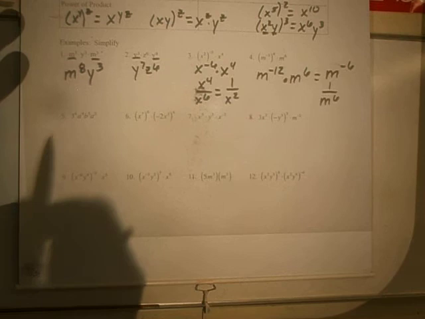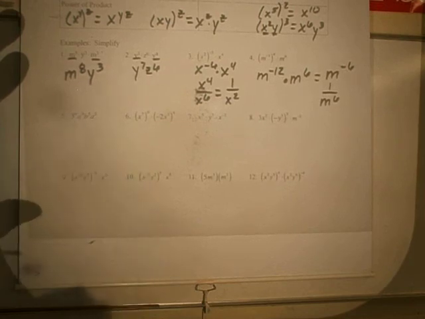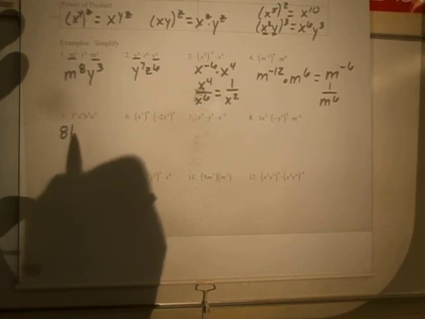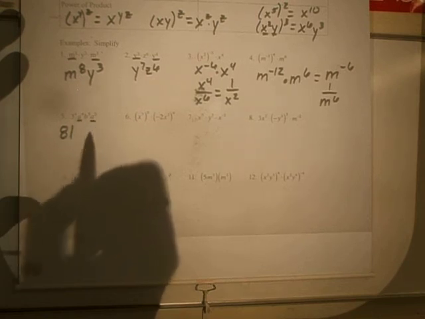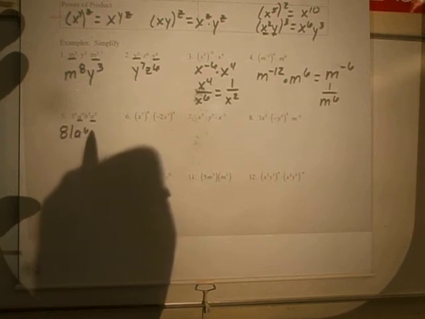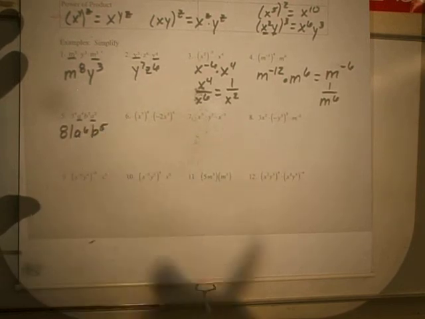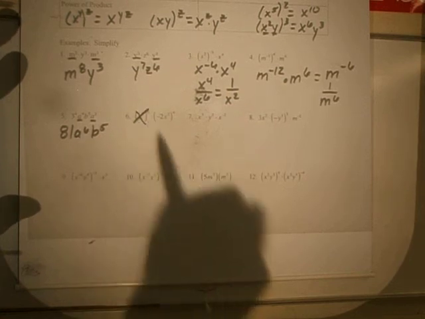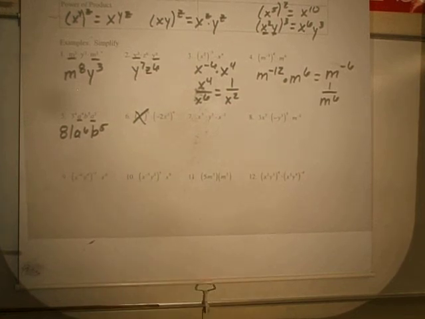Number 5, 3 to the 4th power. You can do that on your calculator. That is 81. We have a to the 4th and a to the 2nd, which would be a to the 6th, and then b to the 5th. That's our final answer. Number 6, anything to the 0 power is 1, so that's going to cancel out.